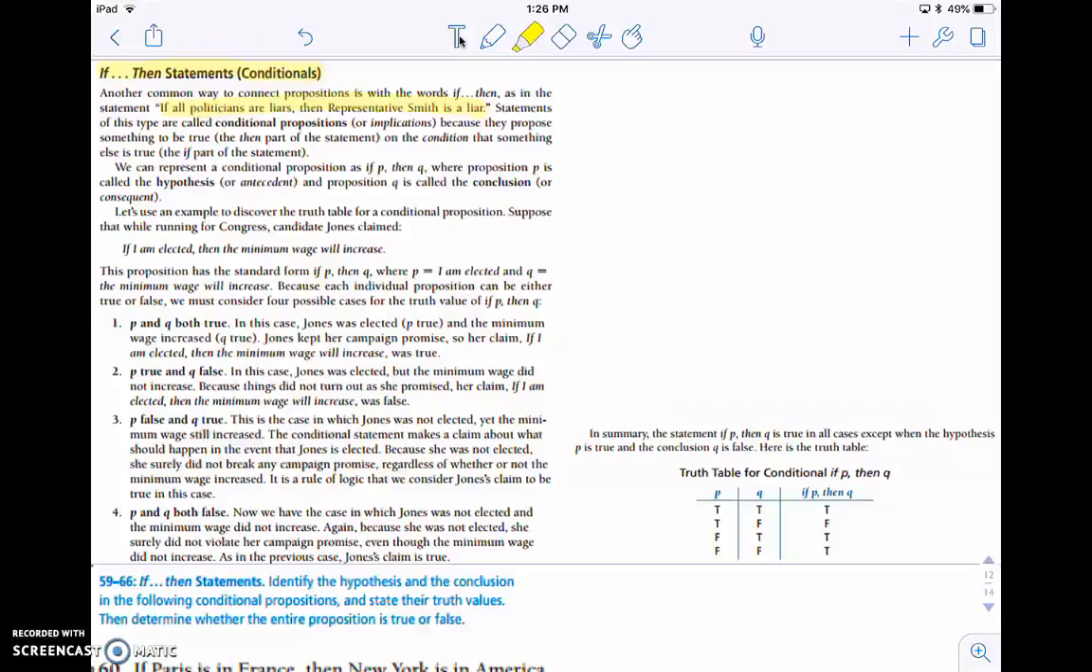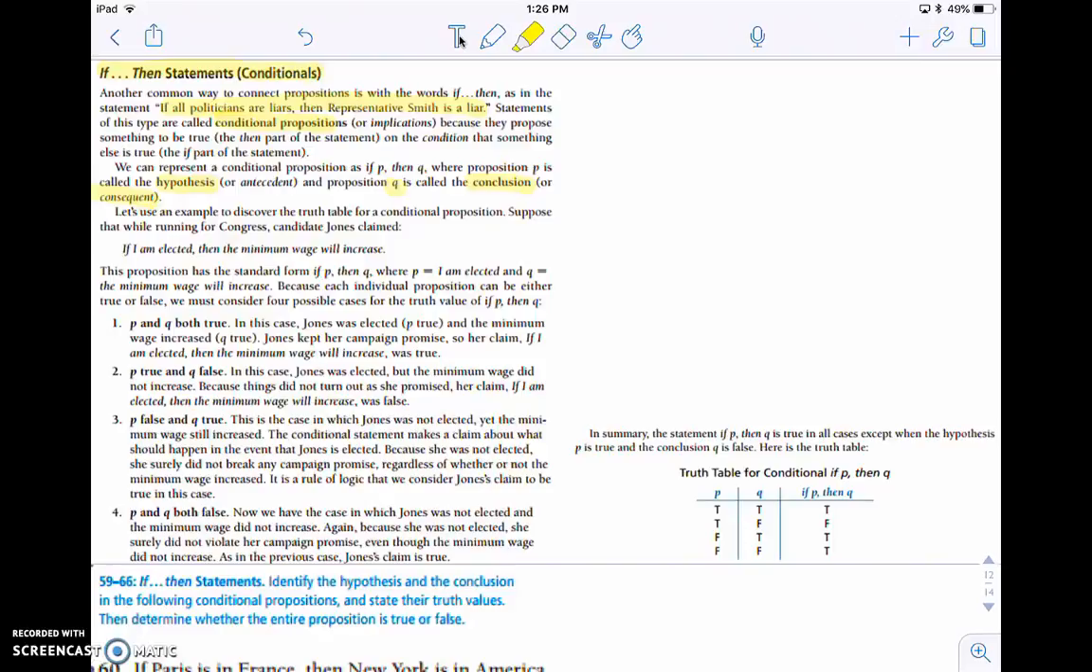But these statements are called conditional propositions or implications because they propose something to be true, which is the then part of the statement, on the condition that something else is true, which is the if statement. These are ones we have to look at carefully. We can represent a conditional proposition, if P then Q, with proposition P being called the hypothesis or the antecedent, and Q being the conclusion or the consequent.